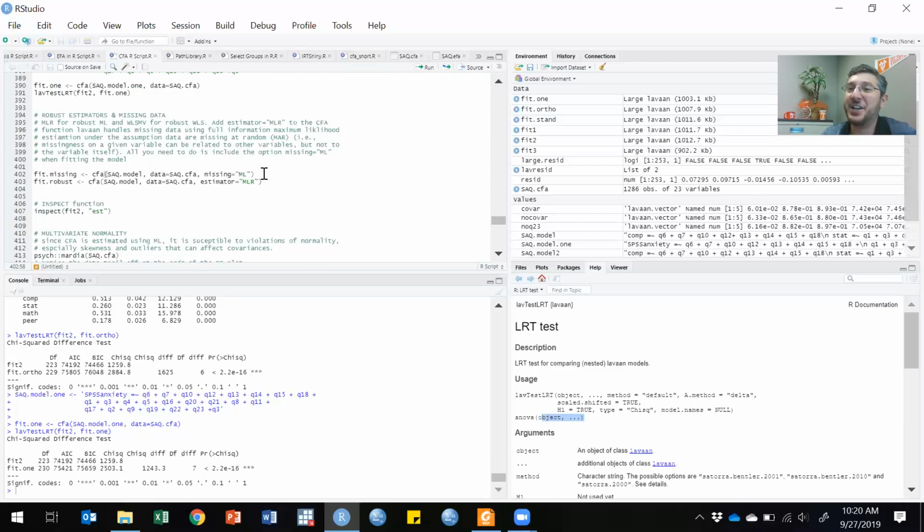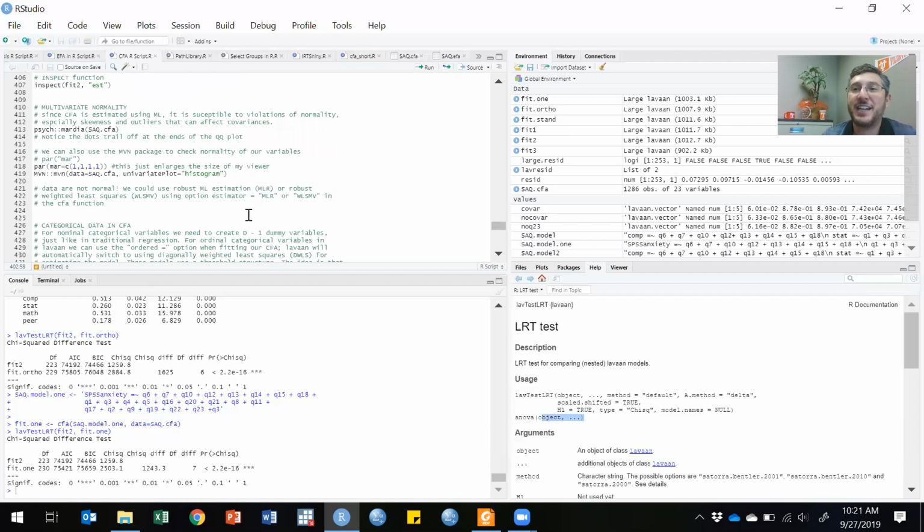It's a lot, full information maximum likelihood is a lot easier, especially to interpret. I don't know about computation, but it's a lot easier to interpret than a multiple imputation. So it's another method besides using multiple imputation for your data set.